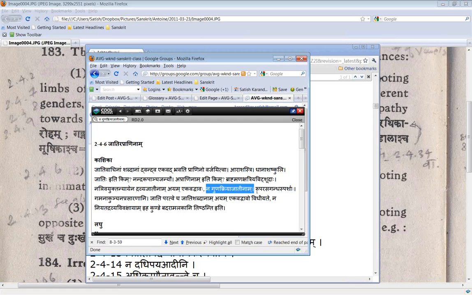So gunas are rupa rasa gandha sparshaha. They will also not form a dvandva. They will not form a samahara. You can make dvandva, itra yoga, but they will not form samahara. Then gamana kunchana prasarani. So gamana is going, akunchana like bending, curving, prasarana like spreading. These are actions, they will not form.